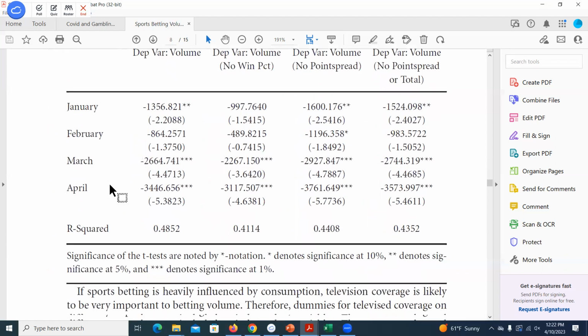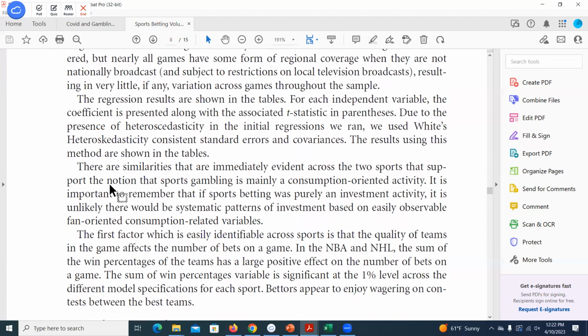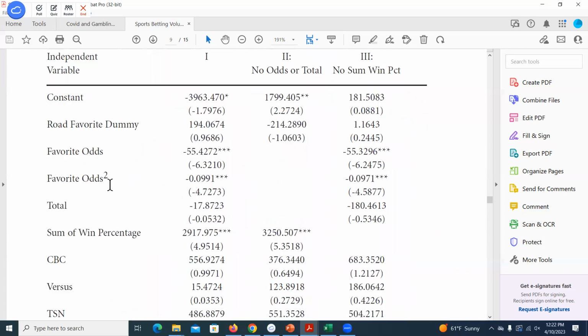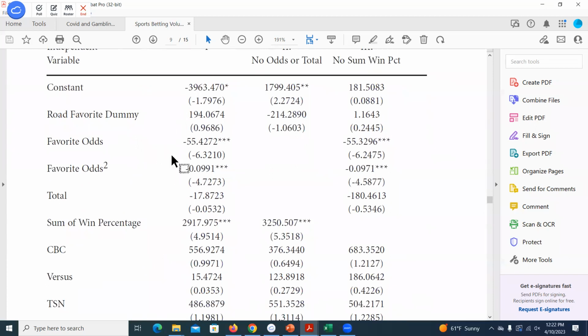And then we go down here. I believe it's a pretty similar story for NHL games, right?